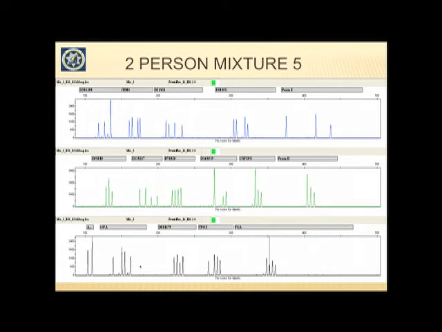And here's mixture 5, and you can see there are quite a few breakout loci, and in fact, it looks very close to a 50-50 mixture. So TrueAllele got it right.